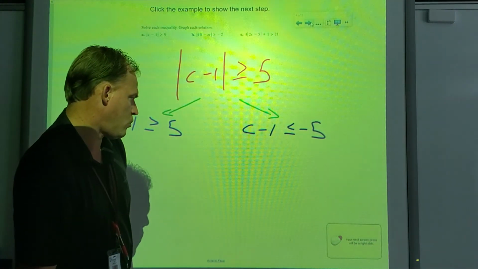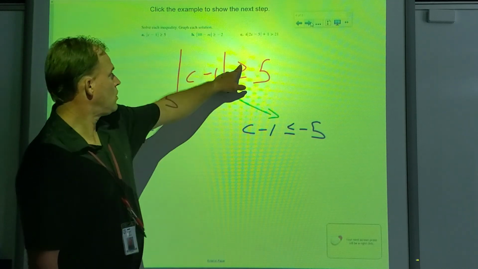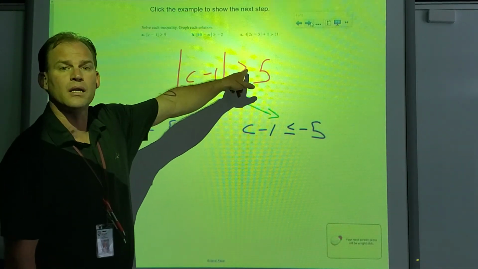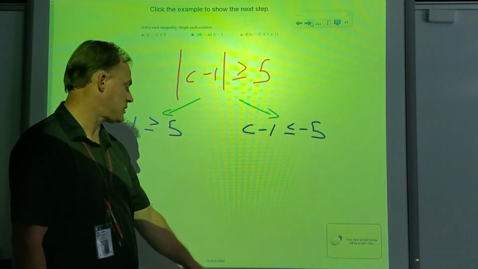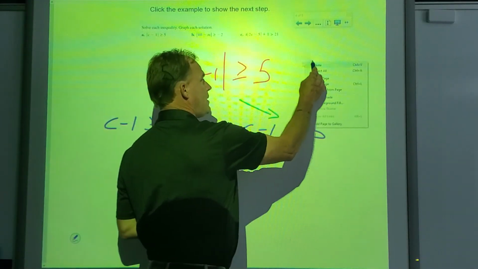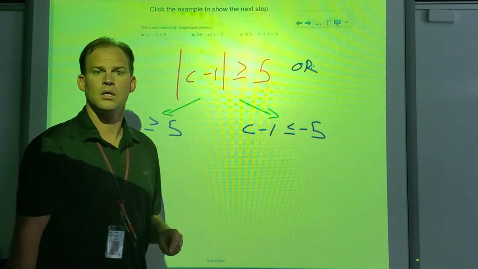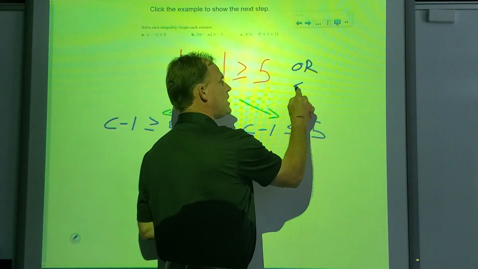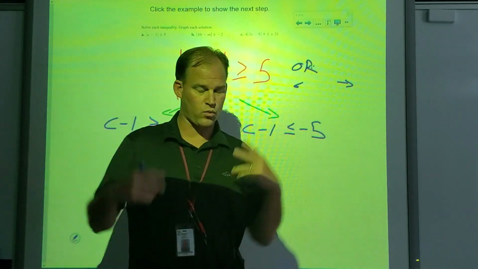So right away, I know what. How am I going to shade this? Is this an and or an or? Before I do the math, I want to think about this. Is this an and or an or? Well, it's greater than, so that makes it an or. So that tells me I'm going to be shading the two tails. I'm going to be shading outward. I know that right away.